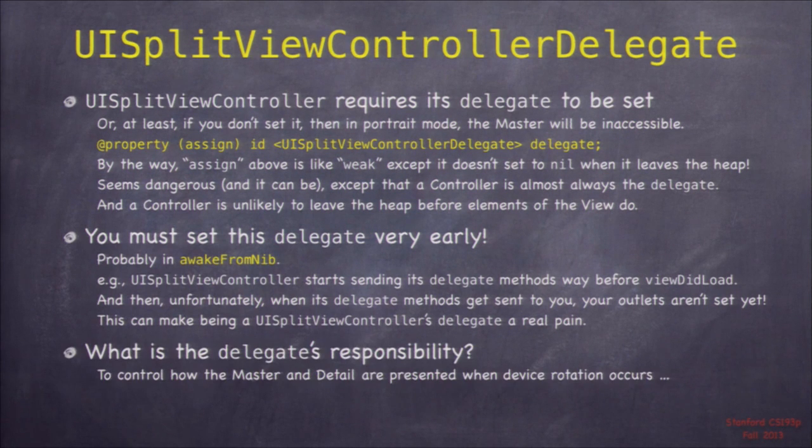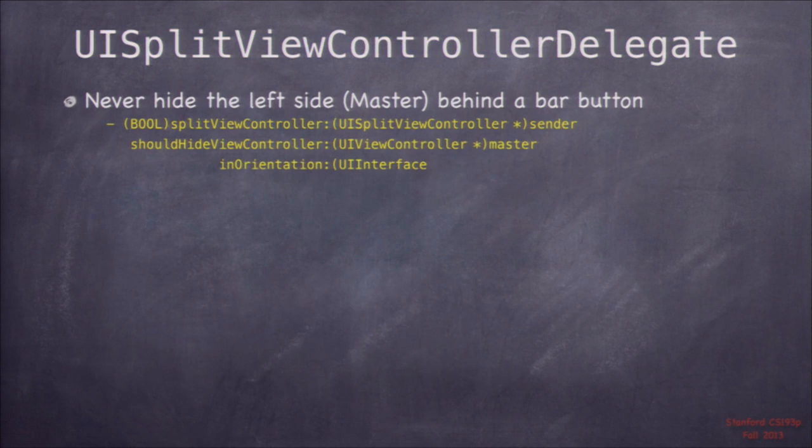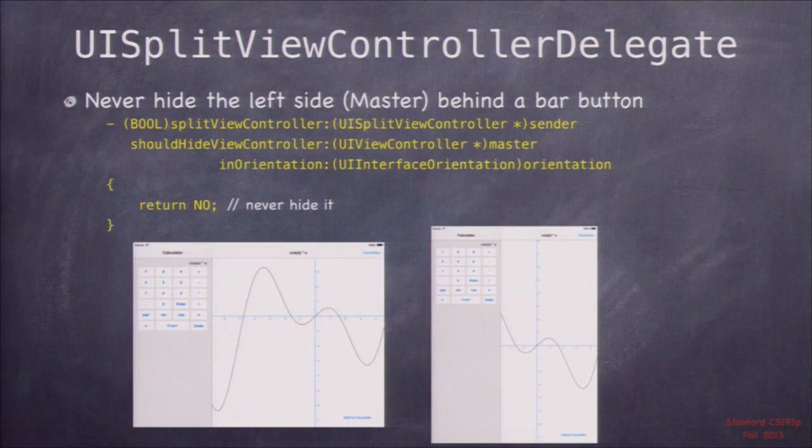Fortunately, it only has one simple responsibility, which is to control when the master and the detail appear in the landscape versus portrait modes. So you implement this method. This is kind of the gateway split view controller delegate method called splitViewController:shouldHideViewController:inOrientation:. And it's going to ask you, in landscape or in portrait, should I hide the master? Now, if you return no, that means never. That means the master and the detail will be on screen in both the landscape mode and the portrait mode.